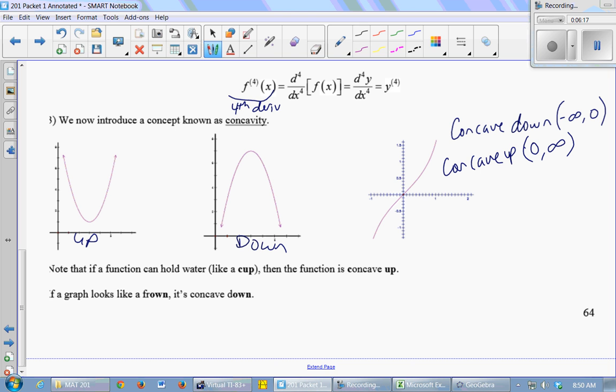And it's kind of vague whether you should include the 0 or not. Some books will include the 0 in both. Some books will not include the 0 in either, because it's kind of both there and it's kind of neither. Right? So I don't include it. I won't take off points for whatever you write. But that x equals 0 point is called an inflection point. Point of inflection or inflection point. Places where the concavity changes.